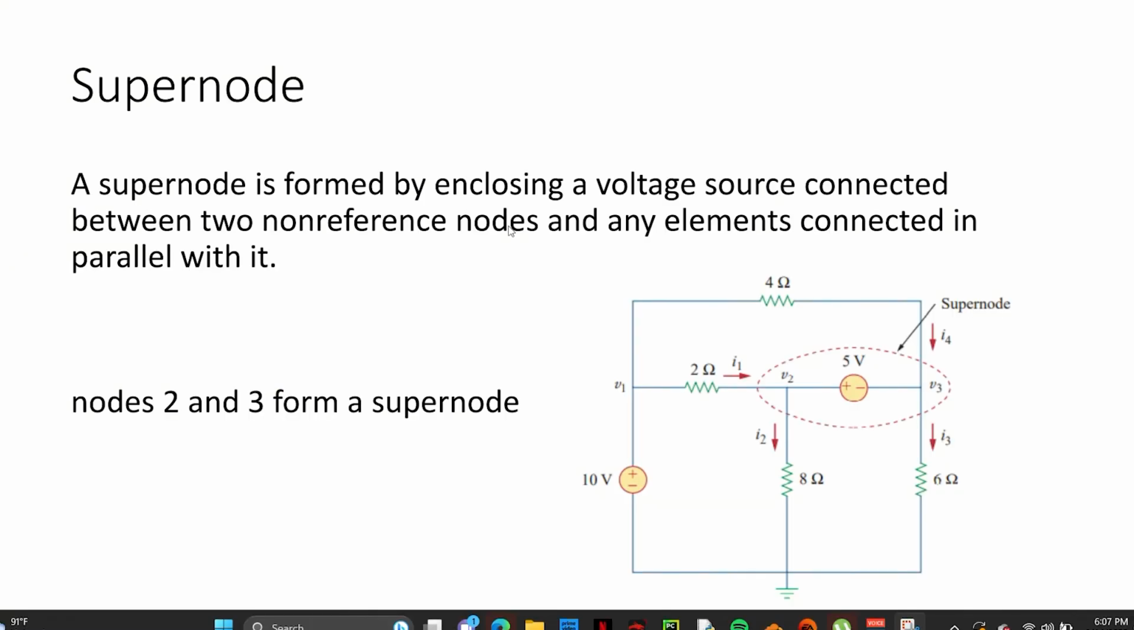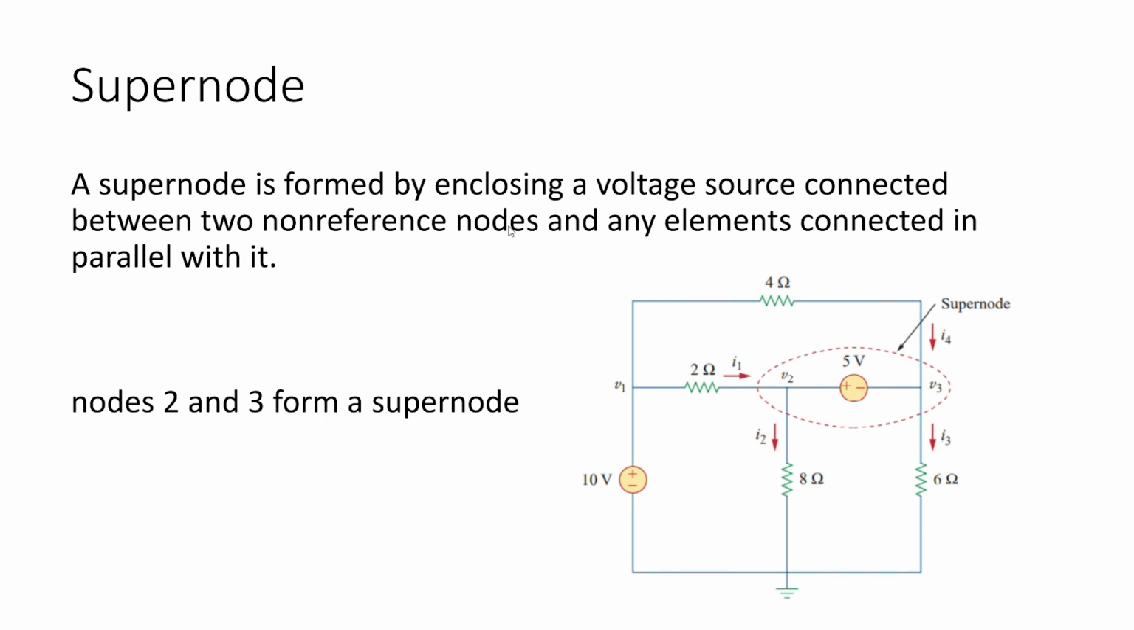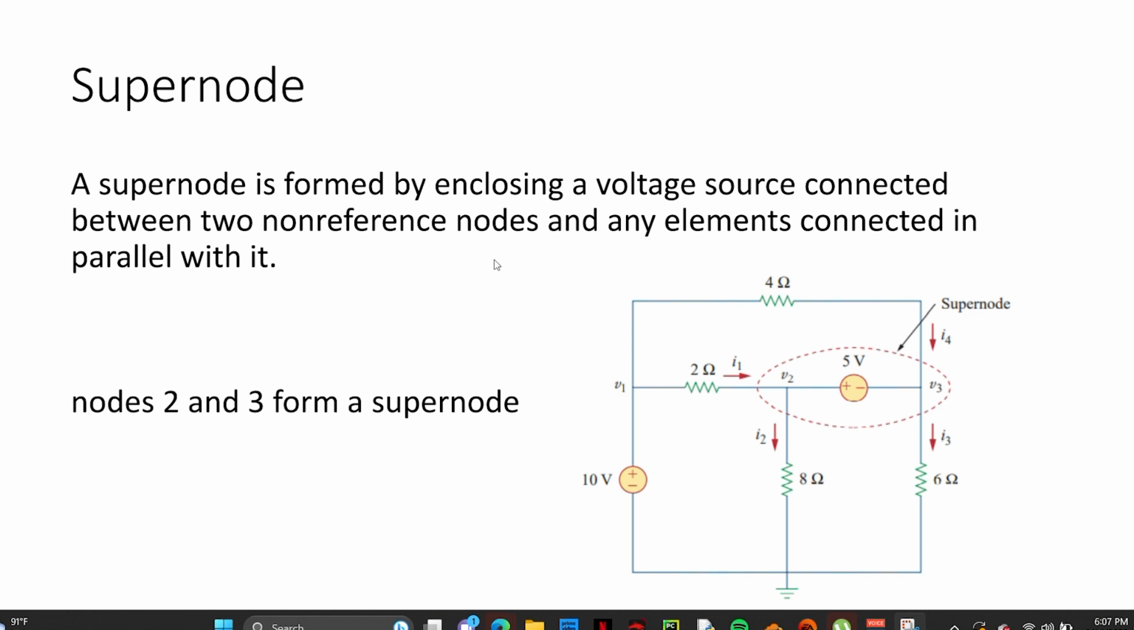Okay, so next we have a supernode. What exactly is a supernode? A supernode is formed by enclosing a voltage source connected between two non-reference nodes and any elements connected in parallel with it.